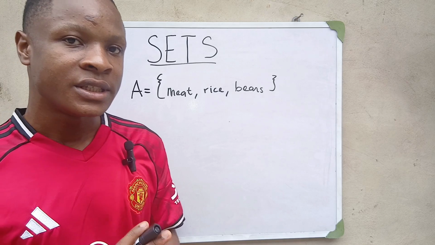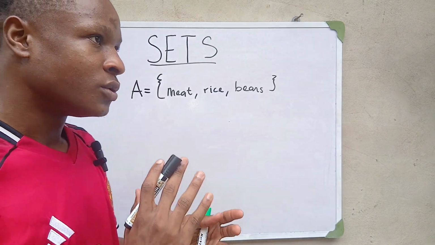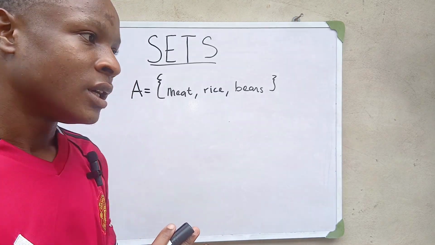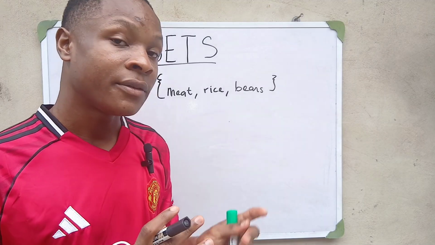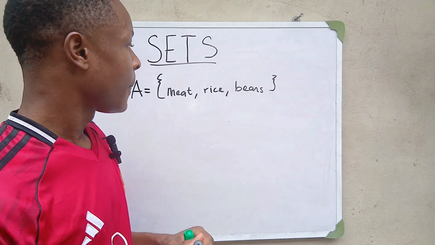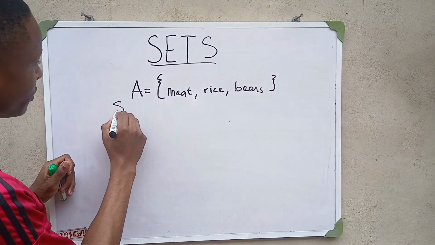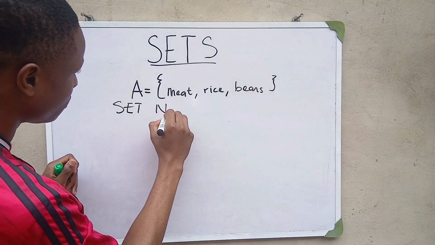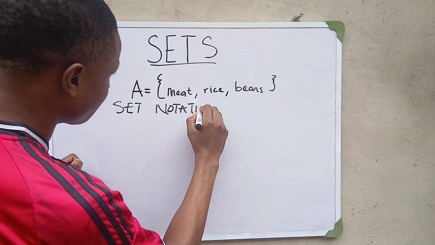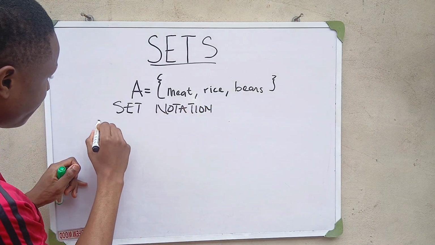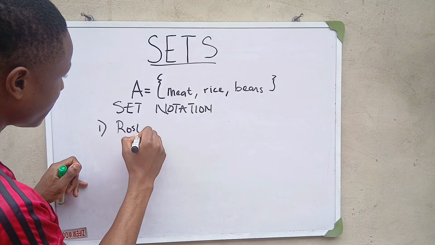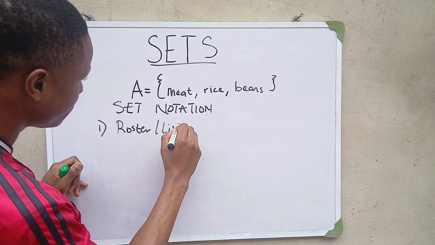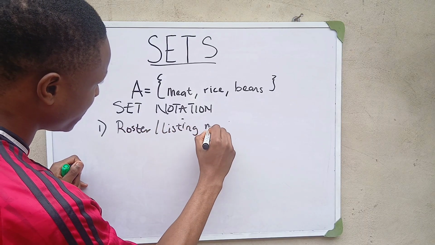So now we'll go into the set notations. Set notations are the ways which represent sets. We have two ways of representing sets. The first one is called the roster or the listing method.